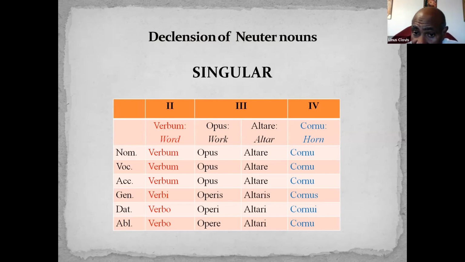And then we have another ending for altare in the nominative. So we have altare, altare, altare, and then altaris. So again, AR, IS, so it's the same, altari and altari. And then cornu we did, but again, it's a neuter. So it's cornu, cornu, cornu, cornus. Cornui, cornu.